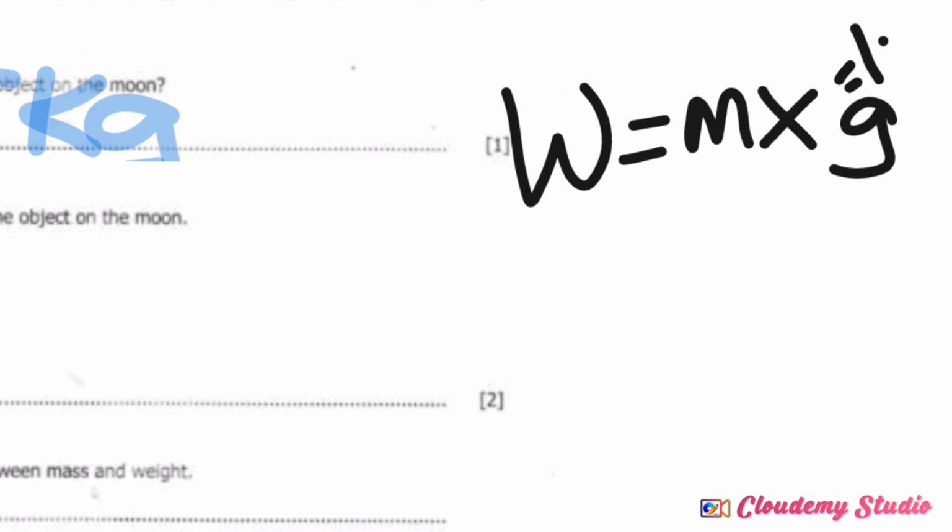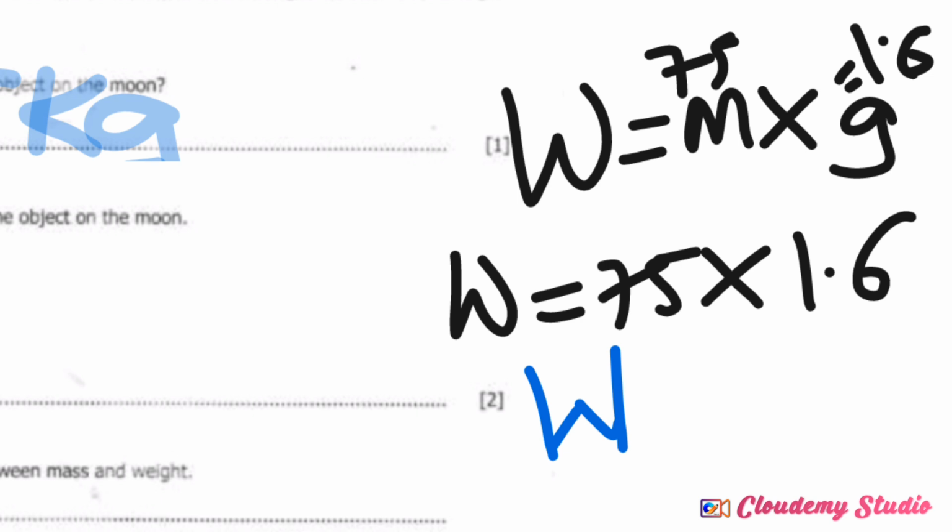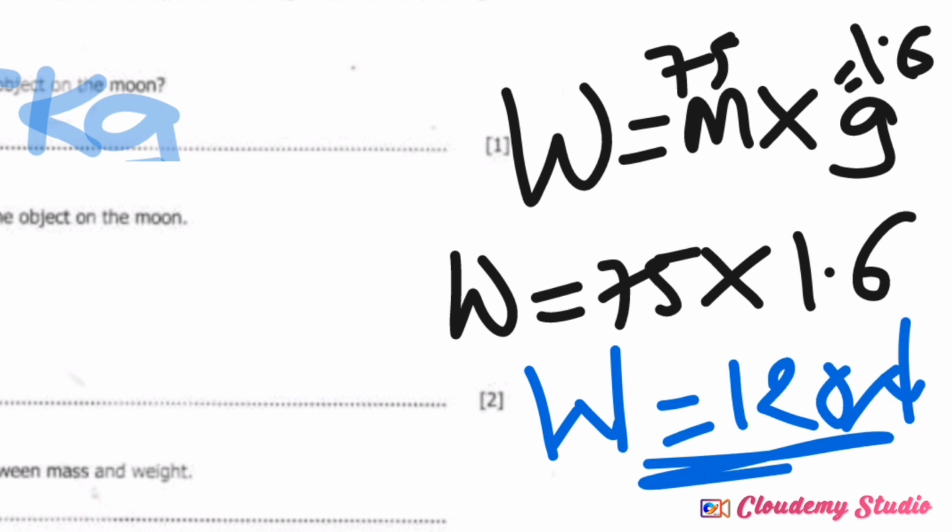Then the mass was 75 kg. So we are going to replace letters with numbers. Weight is equal to 75 multiplied by 1.6. So when we multiply this, our final answer for the weight will be 120 newtons. This is our answer.